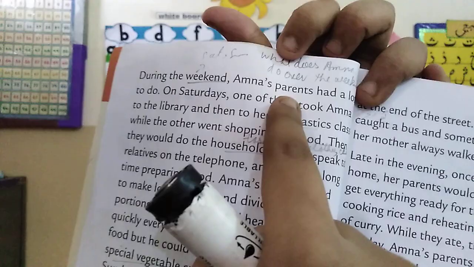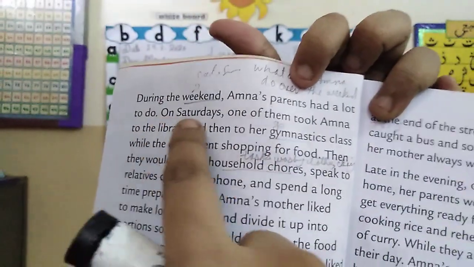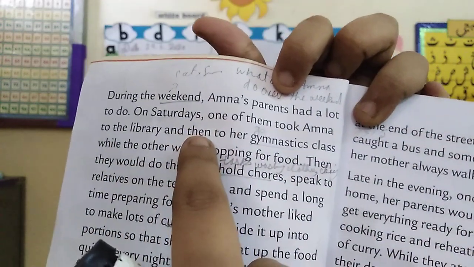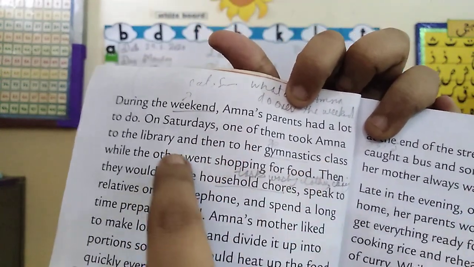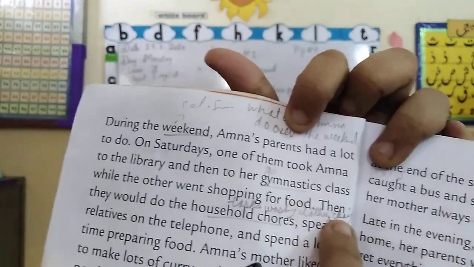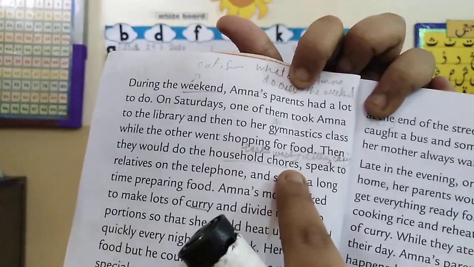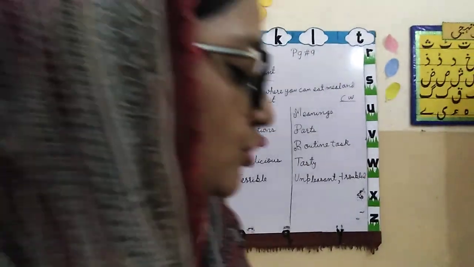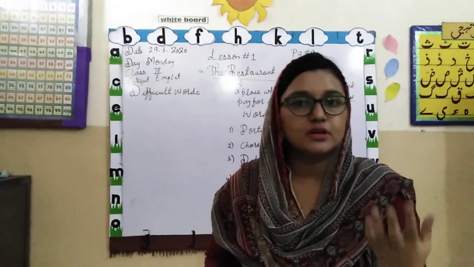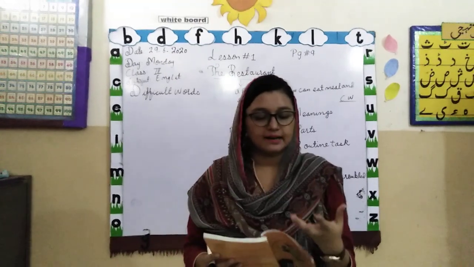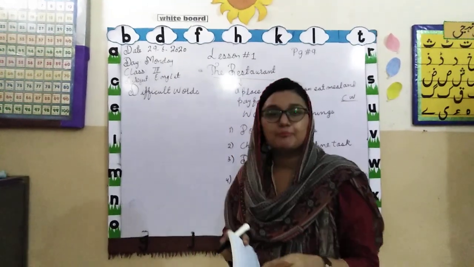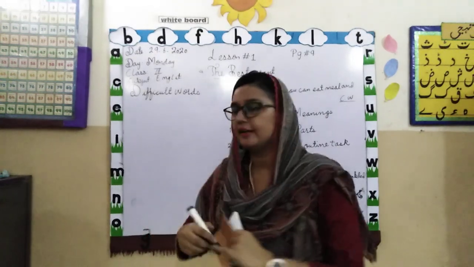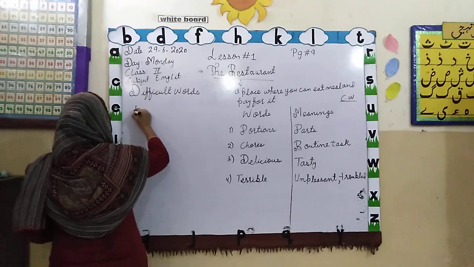During the weekend, Amna's parents had a lot to do. On Saturdays, one of them took Amna to the library and then to her gymnastics class, while the other went shopping for food. Then they would do the household chores. Speak to relatives. Now you can also underline the difficult words with me. Pick up your pencil and underline the words. For example, weekend. What is the meaning of weekend? Weekend means Saturday and Sunday. You can also underline weekend.